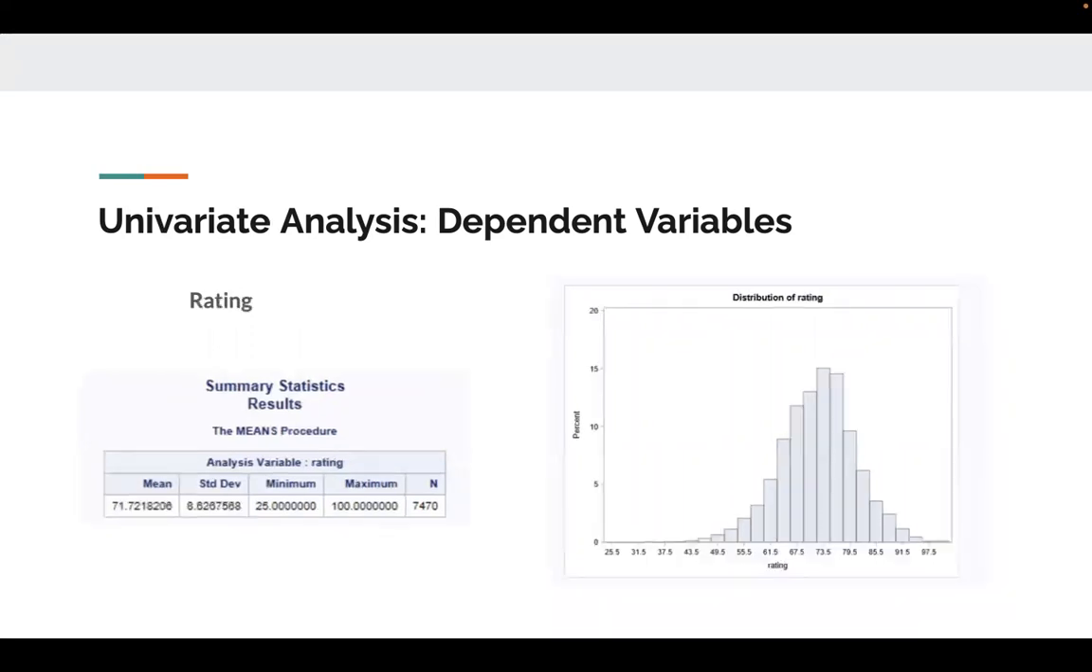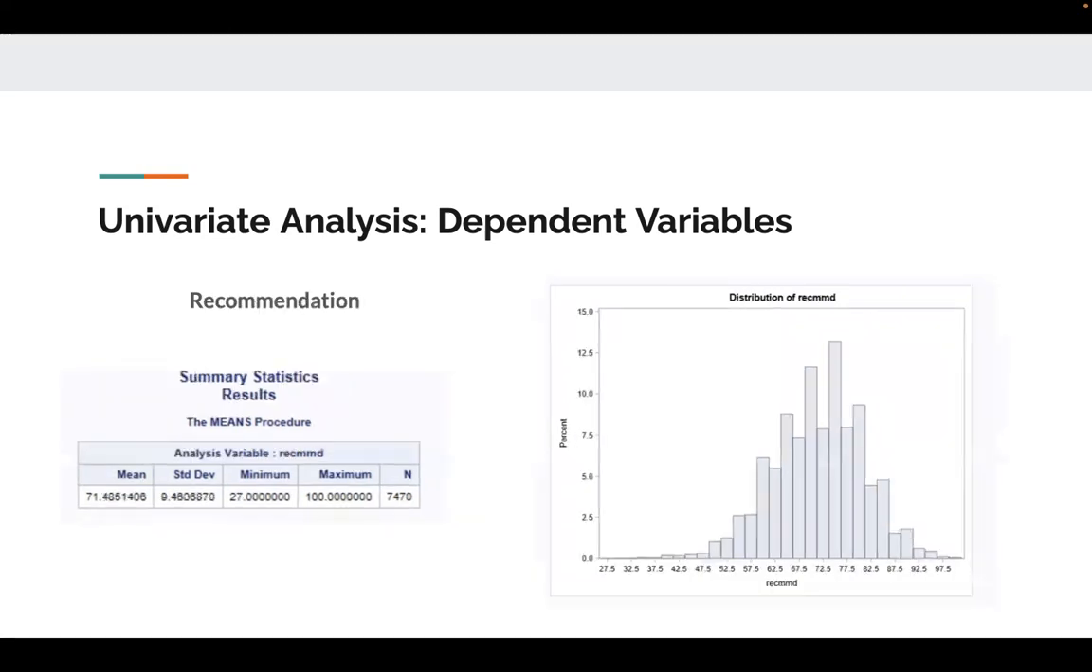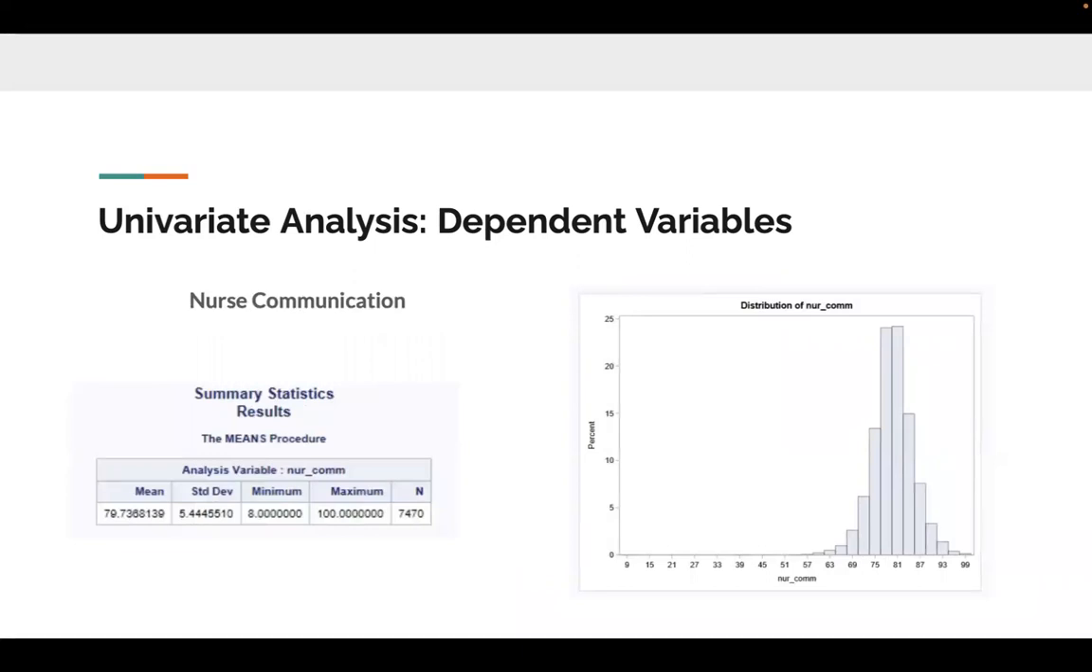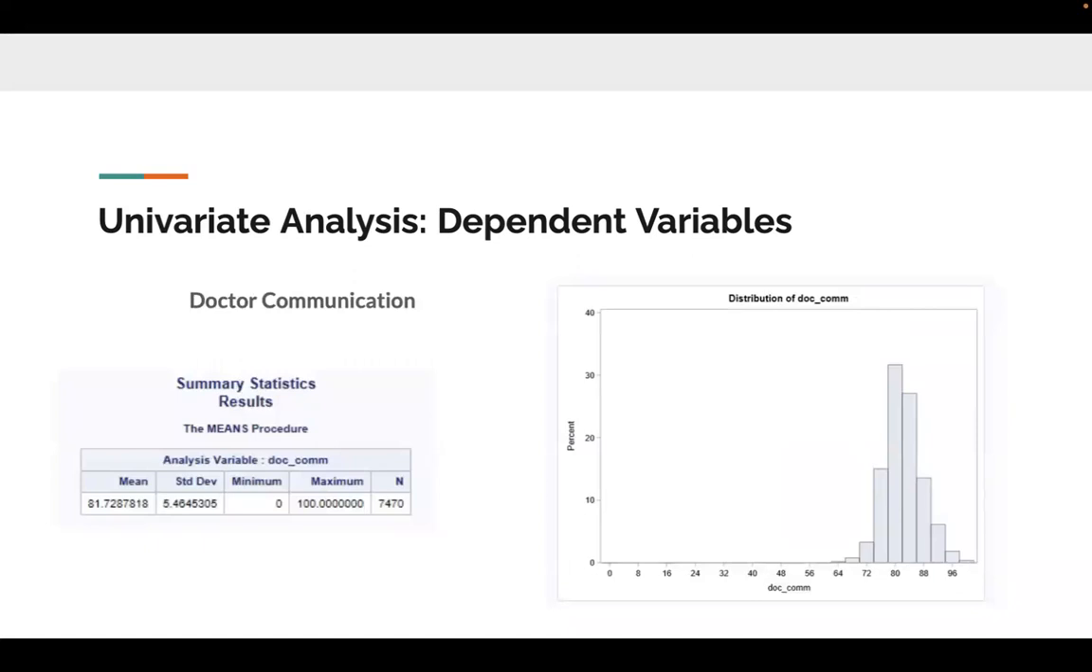For our rating, you have an estimated 41% to 99.8% for all the hospitals that were represented. For recommendation rate, you have about an estimated 33.3% to 99.8%. For our discharge communication, you can see that there were 60% to about 99.9%. For our nurse communication, you're given 55% to 99.8%. And for our doctor communication, you're given 62% to 99.8%.